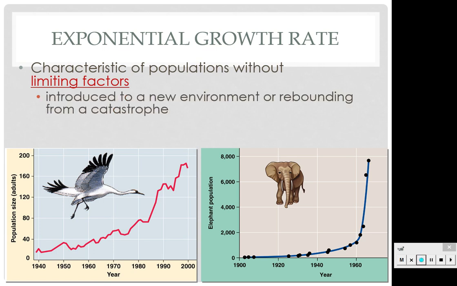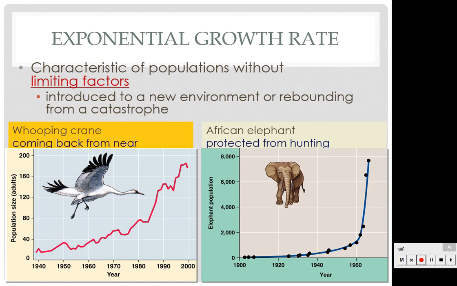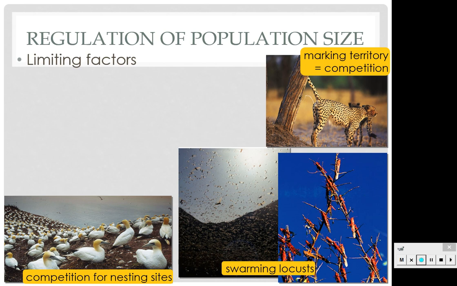Okay, when introduced to a new environment or rebounding from a catastrophe, they're going to go through exponential growth, which means they're going to have a very huge increase in the population size, as you see in this elephant here. Okay, the African elephant, once it was protected from hunting, and the whooping crane coming back from near extinction.